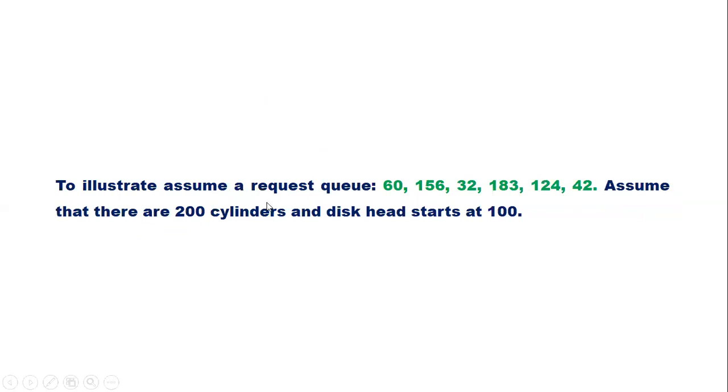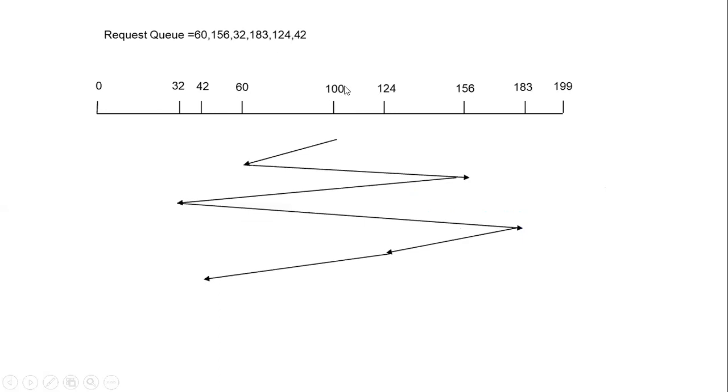To illustrate this, assume that we have a request queue 60, 156, 32, 183, 124, and 42. So these are the cylinder numbers. The requests came in this order. Assume there are a total of 200 cylinders and the disk head starts at 100. So this is cylinder 100. The disk head is right now here. The first request is 60. So 60 will be serviced first. So from 100, the disk head moves to 60. So after 60, it is 156. From here, the head moves to 156.